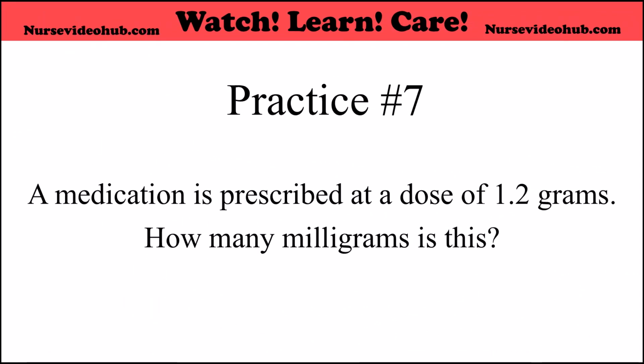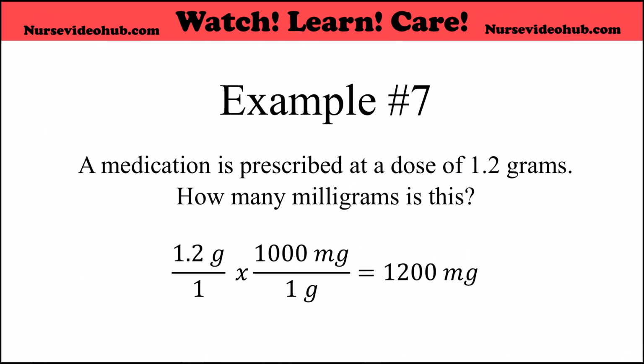And one final example. A medication is prescribed at a dose of 1.2 grams. How many milligrams is this? First, identify the units you have and the units you need. You have grams, but you need milligrams. Then, find the correct conversion factor. 1,000 milligrams equals 1 gram. Multiply your original quantity, 1.2 grams over 1, by the conversion fraction, 1,000 milligrams over 1 gram.